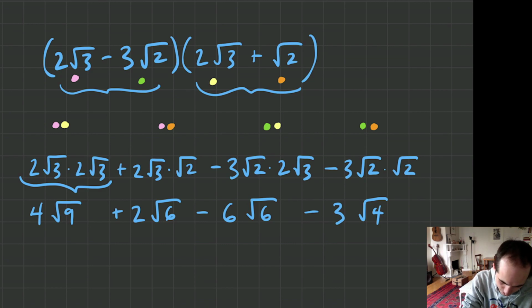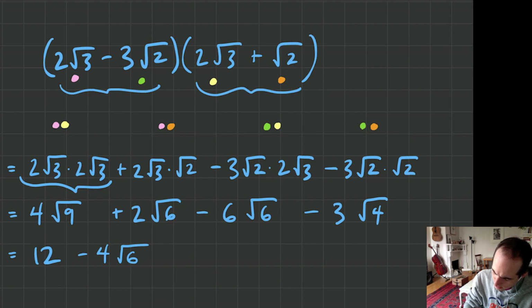So again, I'll clean this up, and I should be writing equal signs at every stage. So I've got 4 times the square root of 9. That is 4 times 3. Actually, I'm just going to write that as 12. Okay, so that's 12, plus 2 root 6 minus 6 root 6. That is going to be minus 4 root 6. And then this last one here, I've got minus 3 root 4.